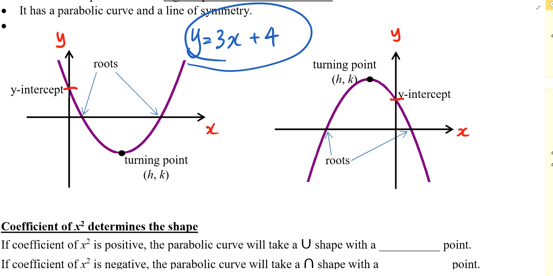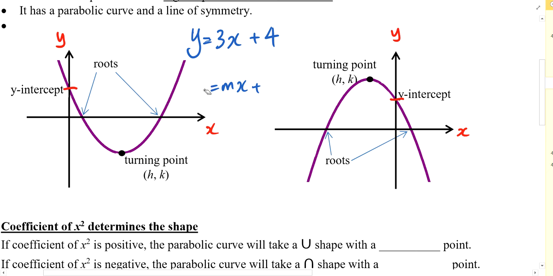4. How do you know it is 4? You either say, oh, y equals mx plus c, so c is my y-intercept. Or you go by logic. At the y-intercept, what is the value for x? 0. When x equals 0, y equals 3 times 0, which is 0, plus 4 is 4. So this is my y-intercept. Okay? y-intercepts always happen when x equals 0.